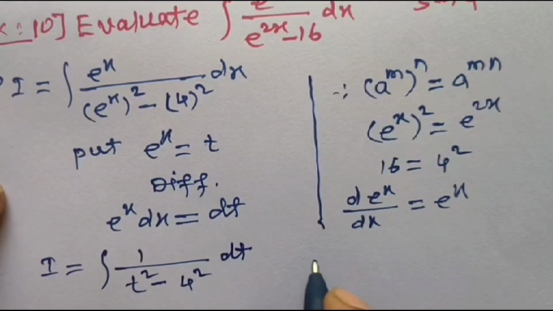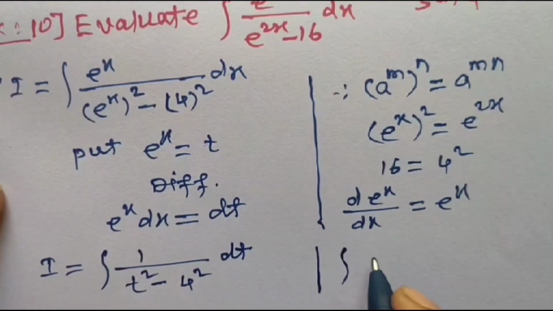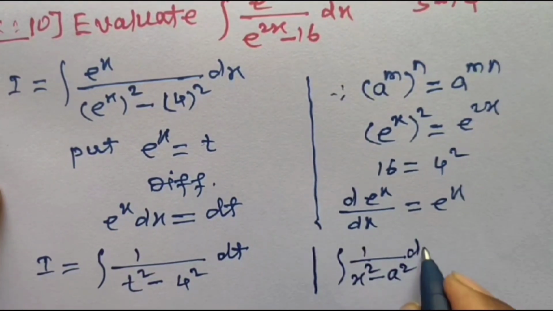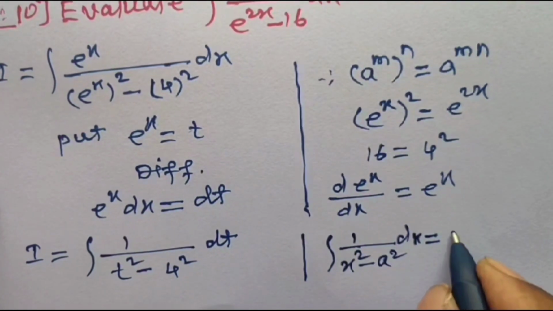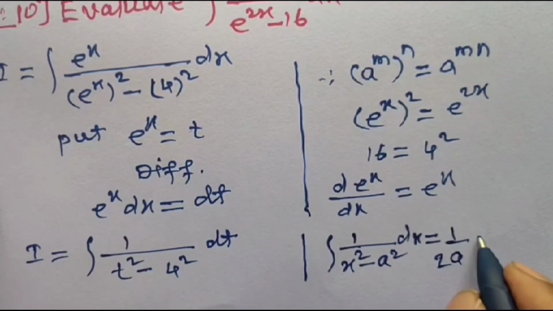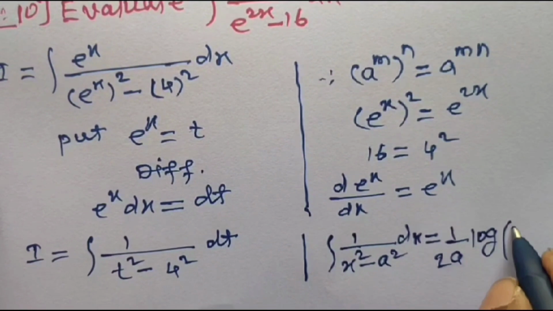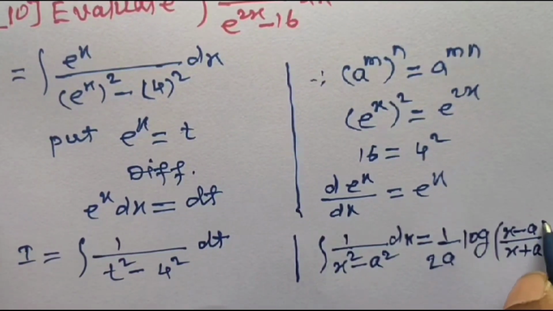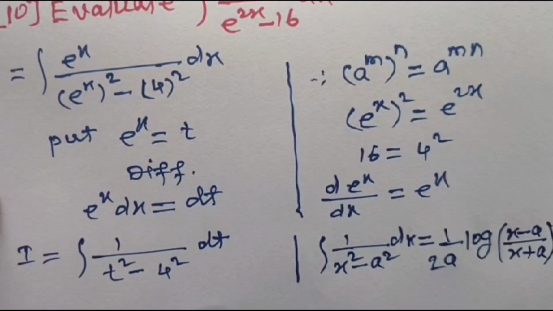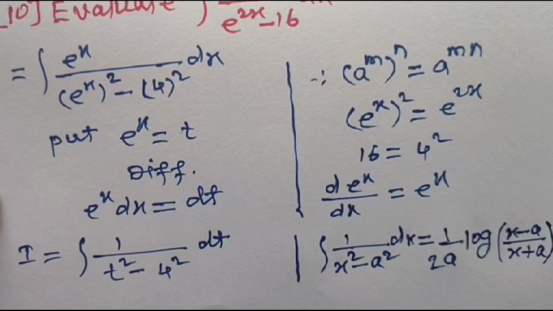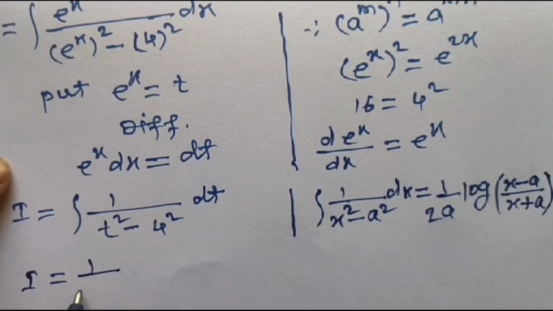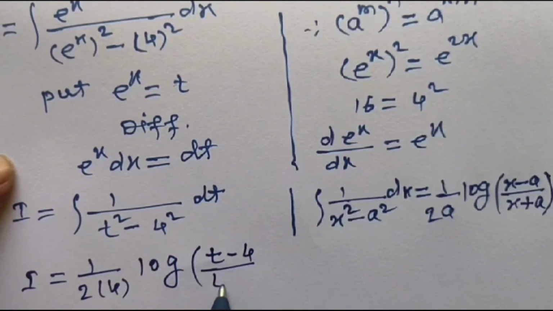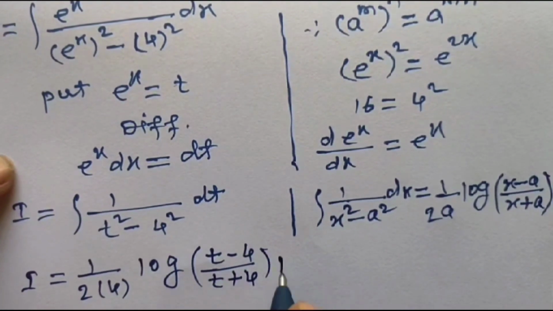Now we must know this integral formula: the integral of 1 upon x squared minus a squared, with respect to x, is equal to 1 upon 2a into logarithm of (x minus a) divided by (x plus a). So we have to apply this formula. Hence a is 4. So I is equal to 1 upon 2 into 4 logarithm of (t minus 4) divided by (t plus 4), plus integral constant c.